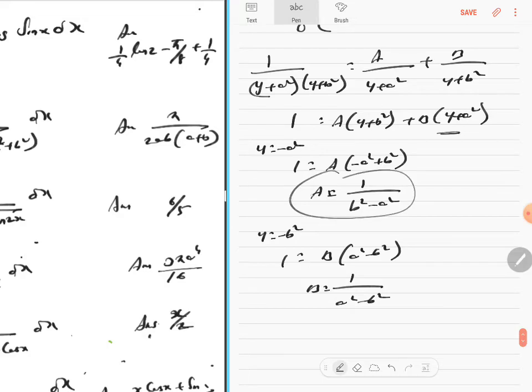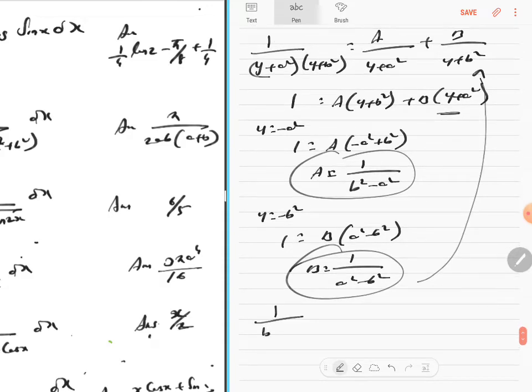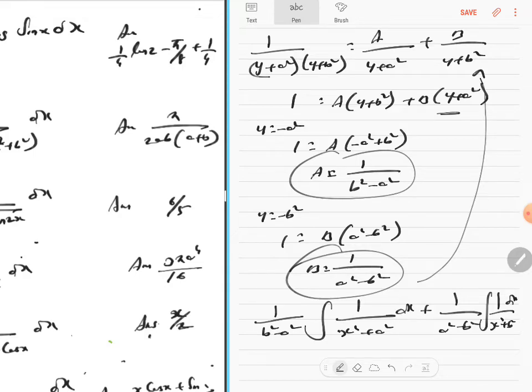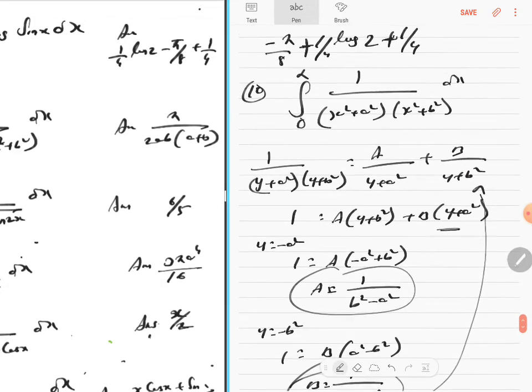So you have an A and you have a B, and you have to substitute it here. And what is A? It's 1 by b square minus a square into integration of 1 by x square plus a square dx, plus B itself is 1 by a square minus b square, integration 1 by x square plus b square dx. So these are tan inverse: 1 by b square minus a square, 1 by a into tan inverse of x by a, plus 1 by a square minus b square, 1 by b into tan inverse of x by b. Is it definite? It's 0 to infinity.